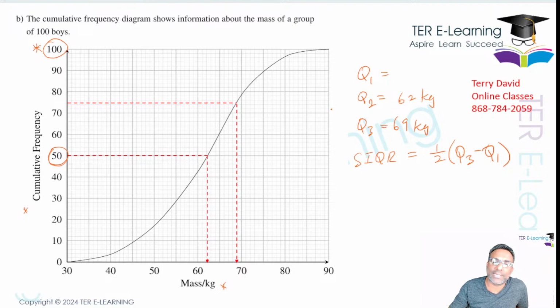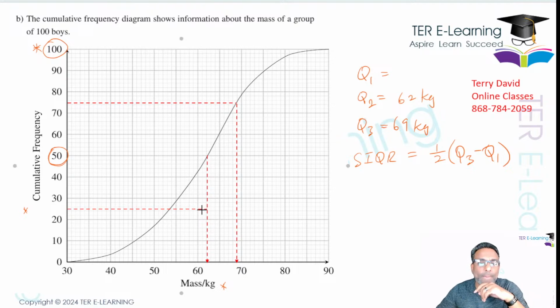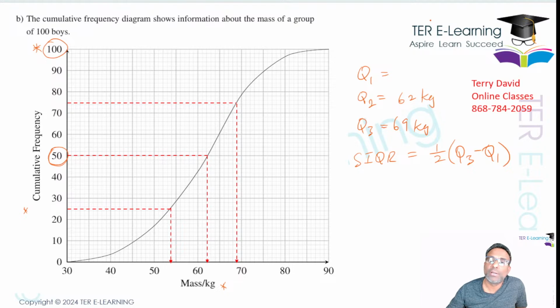Your Q1, which is your lower quartile, you're looking for a quarter of 100, which is 25. So again, you're going to go to the graph and you're going to draw a line at 25. Again, I'm reading off this value here, and that looks like about 54 kg. So this Q1 here looks like 54 kg. So that's how you're going to read off these things here.